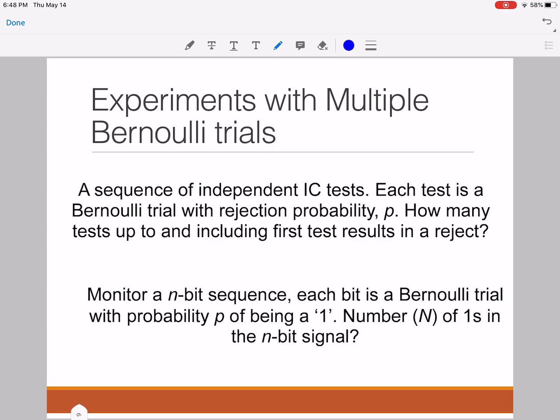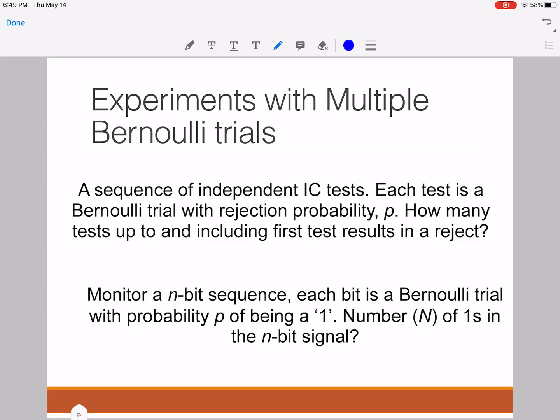As an example, consider another case where you're, let's say, a computer engineer who's monitoring an n-bit sequence. Each bit position is a Bernoulli trial. It's going to have 1 with probability p, and it's going to have 0 with probability 1 minus p. Let's say that you test n bits and you're interested in k bit positions that take the value equal to 1. What's the probability of that?